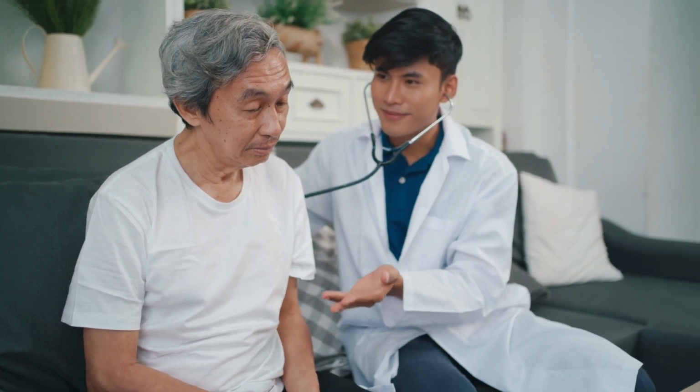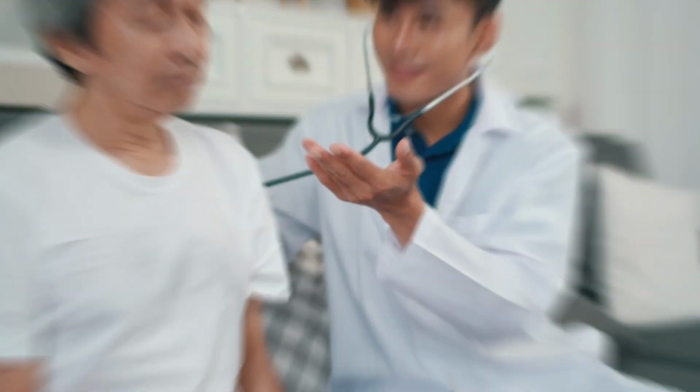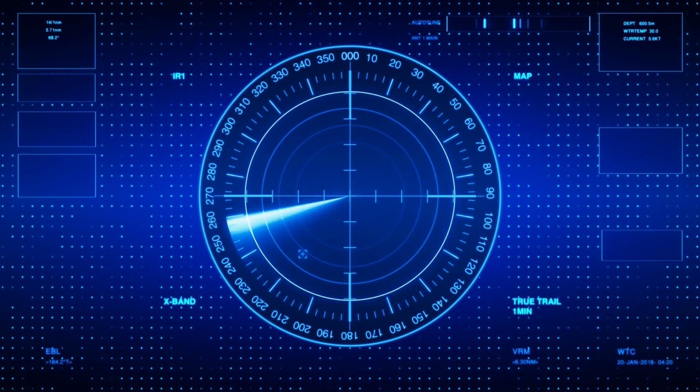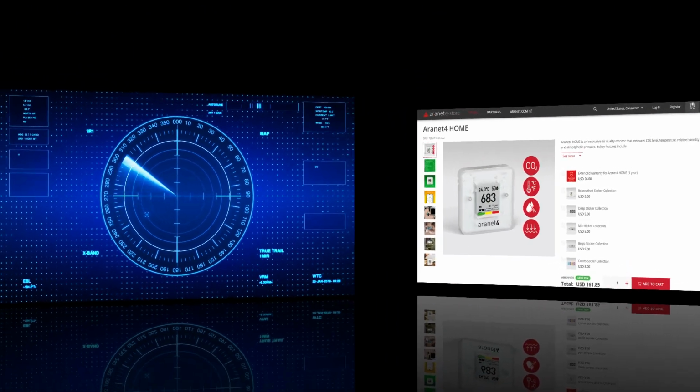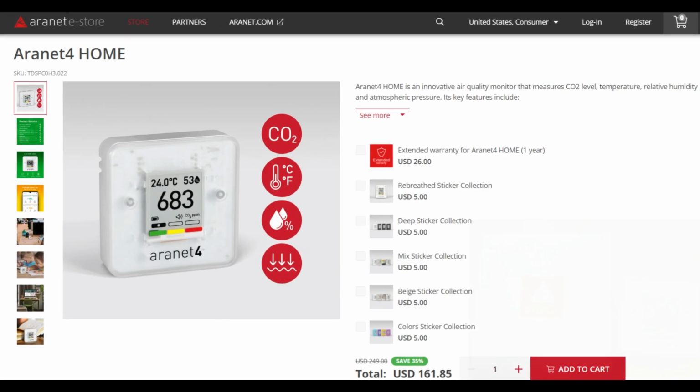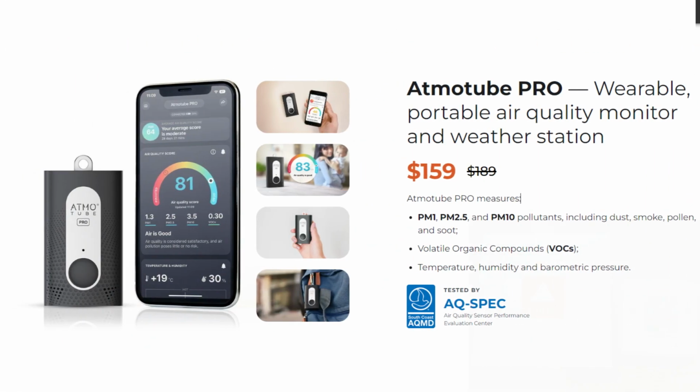And we will determine how these activities affect the air quality around them and how the air quality might affect their health. To accomplish this, we utilize the following air quality monitoring devices to measure how each activity changes the air quality in real time. The AeroNet 4 Home. The second monitor is the AtmoTube Pro.